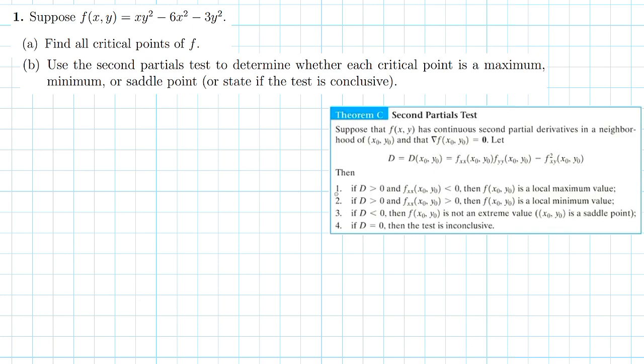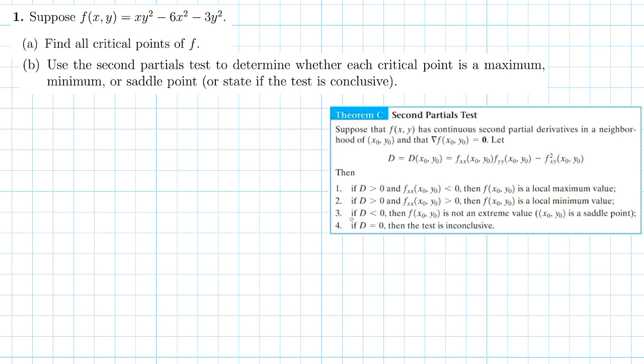If the discriminant is greater than 0 and the double derivative of the function with respect to x at the critical point is less than 0, then that critical point is a local maximum point, or we can say that at that point the function attains the local maximum value. In the same way, when the discriminant is greater than 0 but the double derivative of the function with respect to x at the critical point is greater than 0, the function attains the local minimum value at that critical point.